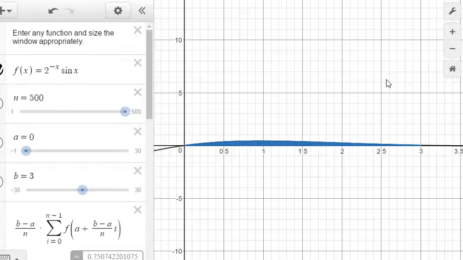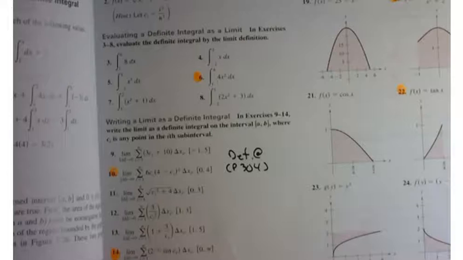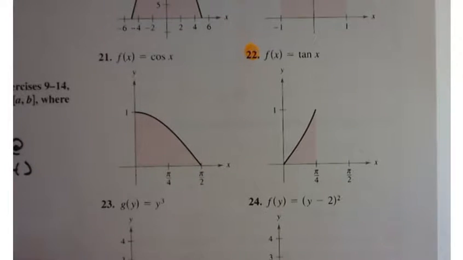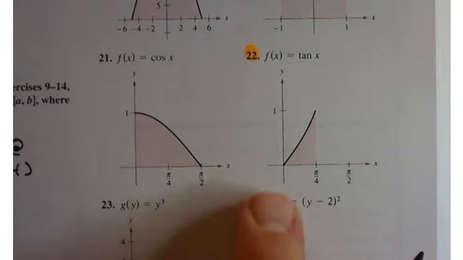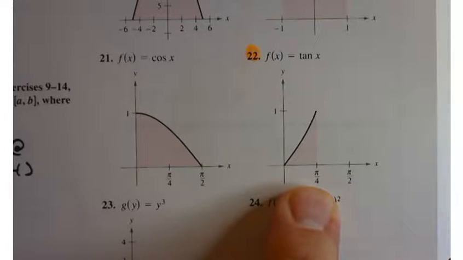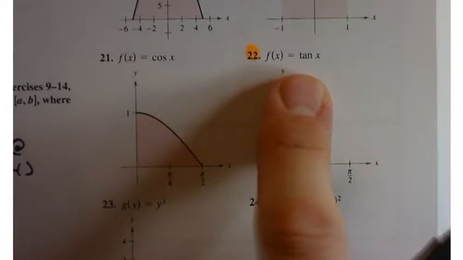Okay, let's try a different one. Problem number 22. It's basically the same thing. And maybe this time, instead of going to decimals, we'll just look at it right in the book. So problem 22 looks like this. We've got this shaded area. We want to represent this shaded area using an integral. What integral would you write to correspond to that shaded area? 0 to pi over 4. What's the integrand? Tangent of x, dx. Good.